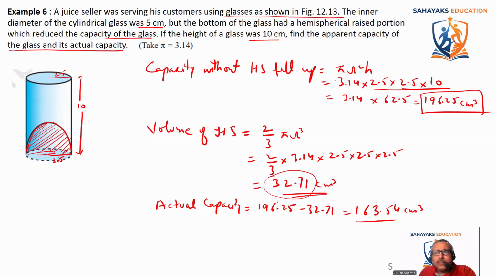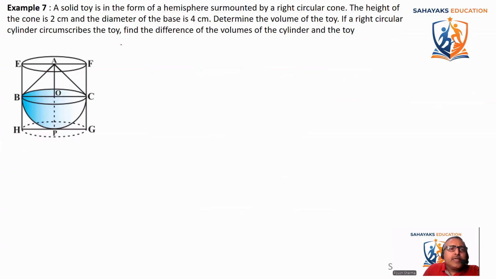Okay, so coming to the next question here. A solid toy is in the form of a hemisphere surmounted by a circular cone. This is the hemisphere, surmounted by a cone here. The height of the cone is 2 centimeter. I'll just make the figure separately: this is a hemisphere and there is a cone.